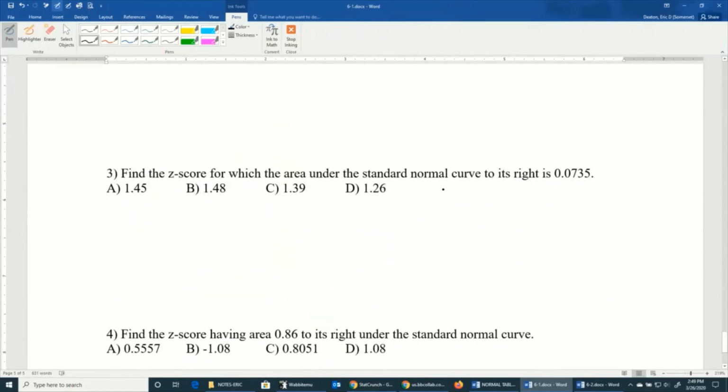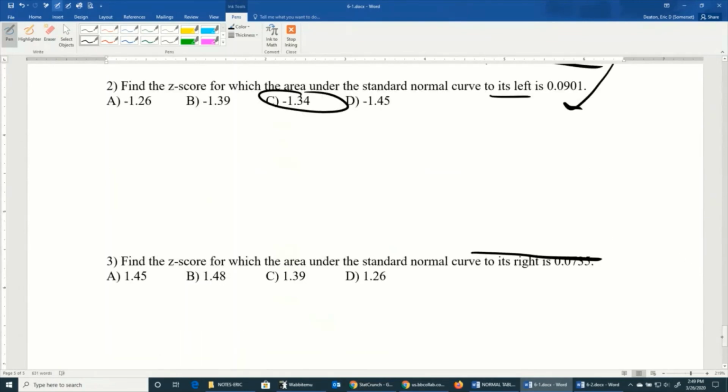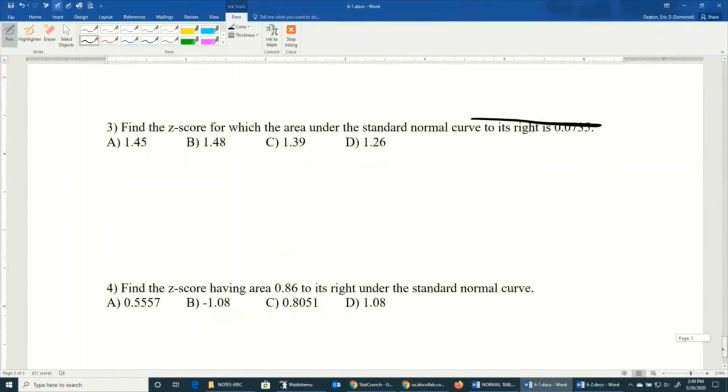Now this one and this one are almost the same. So I'm going to do one of them with the table, and then I'm going to do the other one with the graphing calculator and Statcrunch. So let's do this first one with the table. I'm going to draw the picture. That's what I do. Pictures.